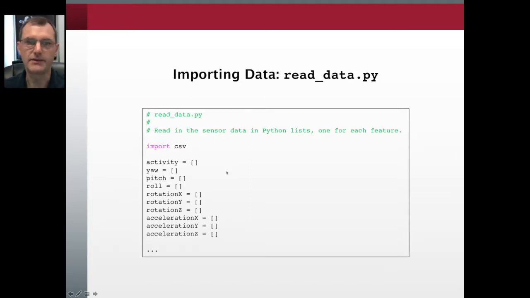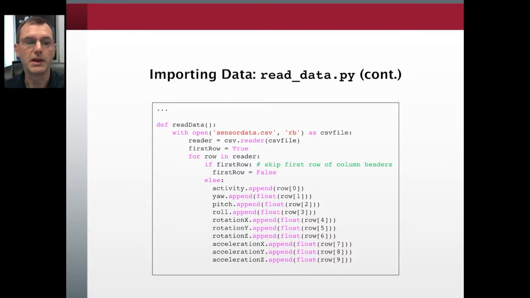Then in the second half of this Python program is the actual function that will read the data. So we define this function called readdata. It opens our sensor data CSV file and then reads each row of the file, skipping the first row because that's just the header names. But then for each subsequent row, it takes the particular element of the row and appends it to the list as appropriate for that feature name. So after calling this function, we will have read in all of our sensor data, and it will all be stored into these different lists.